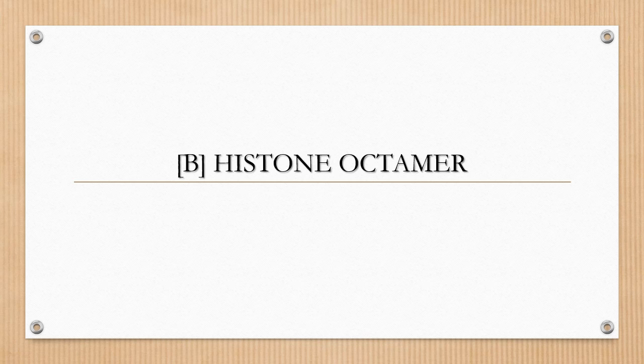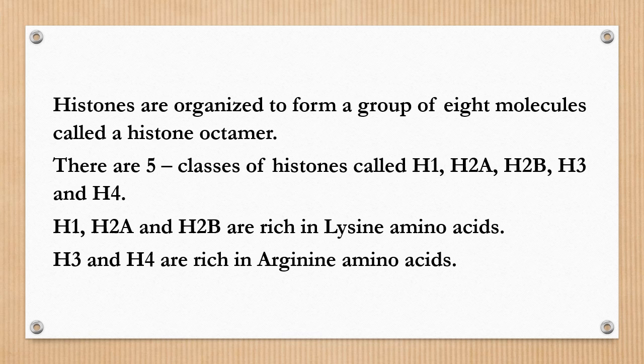Another one is the histone octamer. Histones are organized to form a group of 8 molecules called the histone octamer. Here, octa means 8, so a group of 8 histone molecules is organized to form this histone octamer.